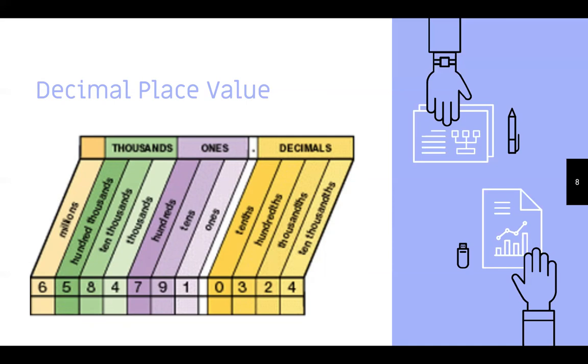It'll make sense more as we keep going, but just so you can understand, that 0 is in the place of the tenths, the 3 is in the place of the hundredths, the 2 is in the place of the thousandths, and the 4 is in the place of the ten-thousandths. There isn't really a trick. You just have to memorize it.